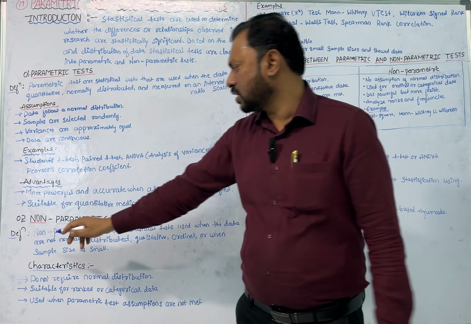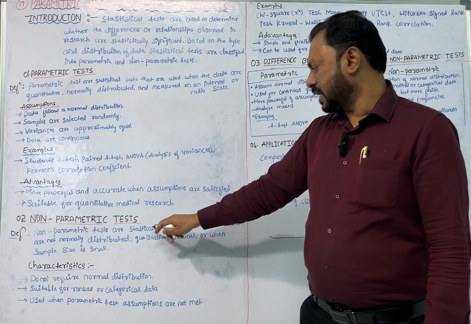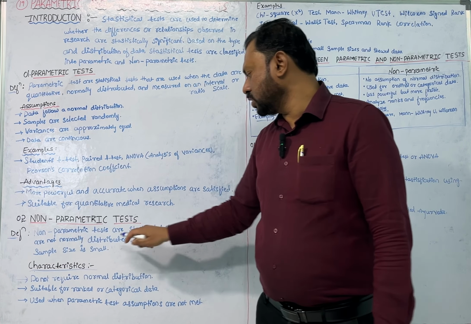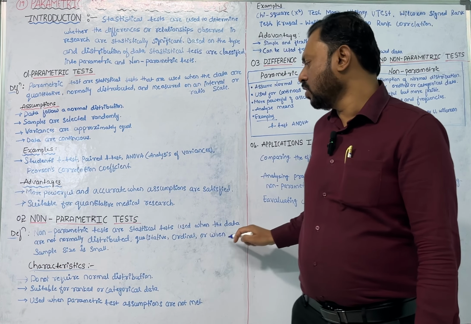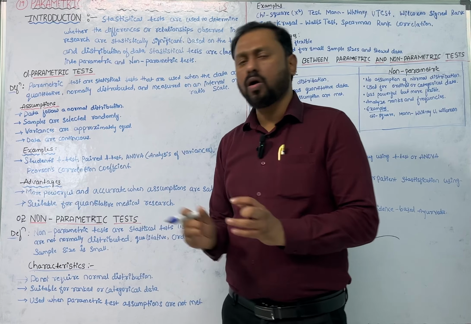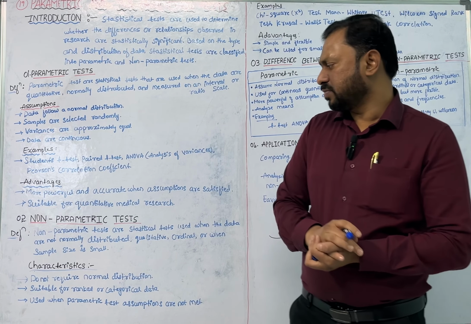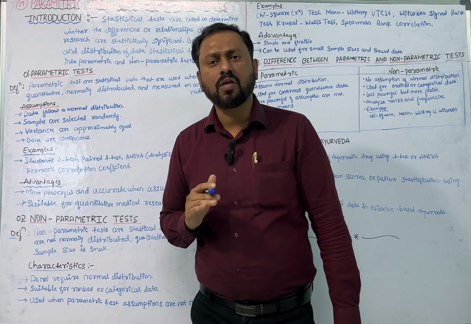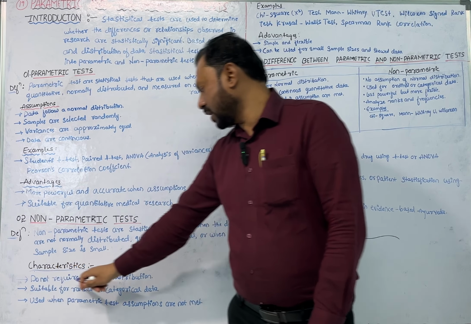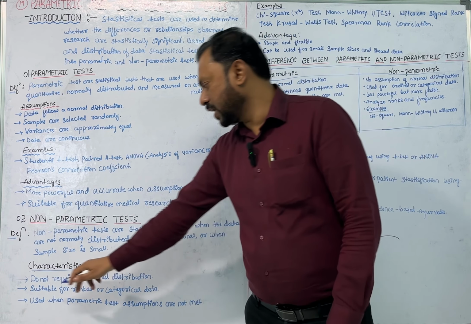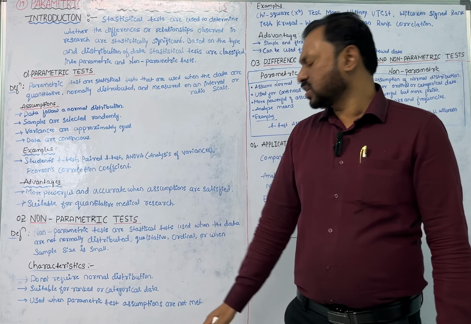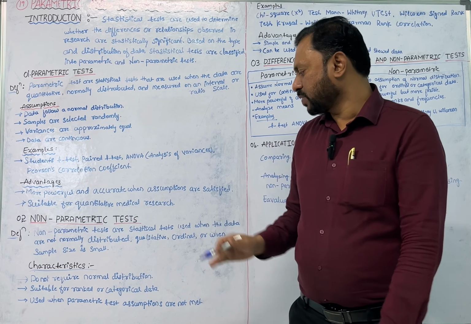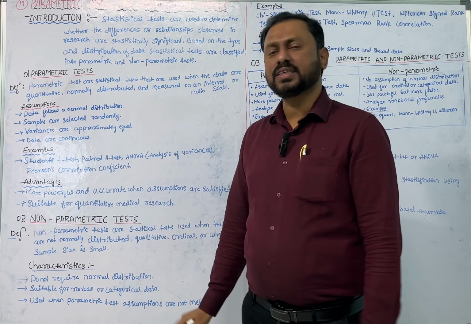Once again the definition: non-parametric tests are the statistical tests used when data are not normally distributed, qualitative, ordinal, or when the sample size is small. This is the definition. Next, characteristics. What are the characteristics of the non-parametric test? First of all, they do not require normal distribution. The next one, suitable for ranked categories. Just now I told, it is arranged rank wise. If it is in order, then we have to consider non-parametric.